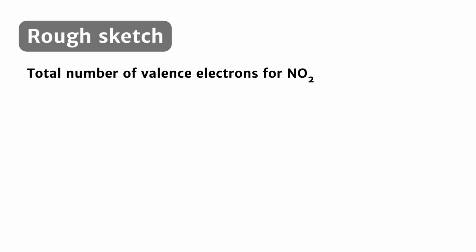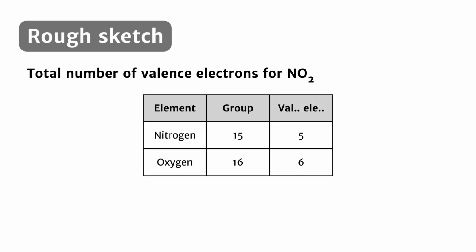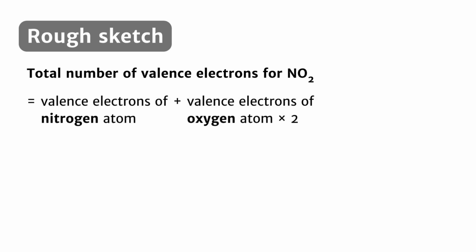The total valence electrons in NO2 are determined by adding the valence electrons of each atom. Nitrogen from group 15 has 5 valence electrons, and each oxygen, a group 16 element, contributes 6 valence electrons. With 1 nitrogen and 2 oxygen atoms in NO2, the total valence electrons calculation is 5 for nitrogen plus 6 for oxygen multiplied by 2, giving a total of 5 plus 12 equals 17 valence electrons for NO2.